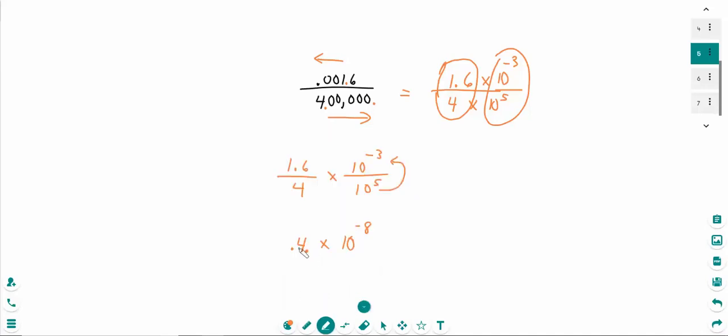Do that in a different color. Whoops. Puts us right here. This is where we want it. But it's not there. It's before it. So we need to rewrite this in scientific notation. So we want it right here. So that would make it just 4.0, which is just 4.